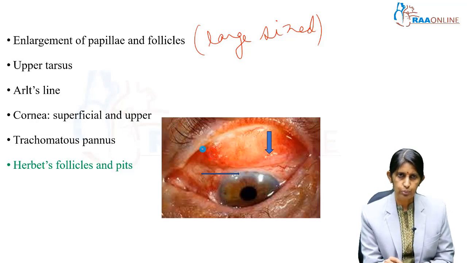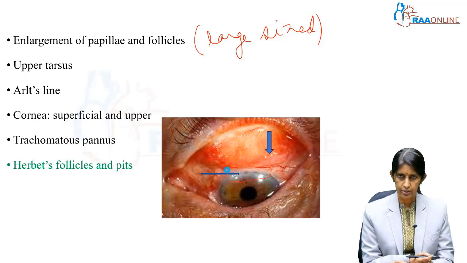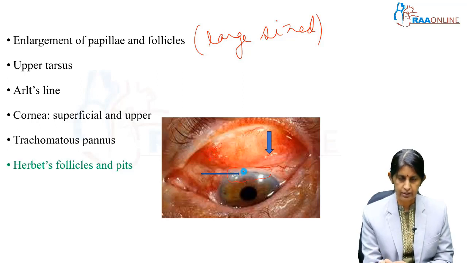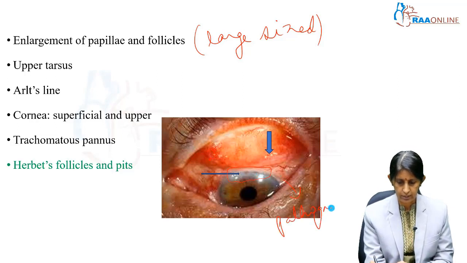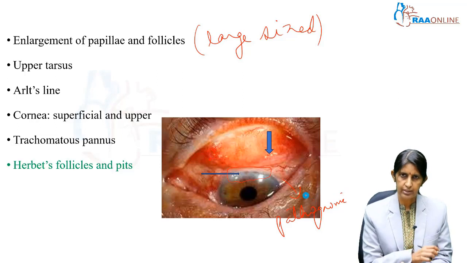In the cornea, there can be superficial or an upper involvement. So what you're seeing in this picture is the superficial and upper area of the cornea which is affected. These Herbert's follicles are areas of the follicles itself that are present in areas in the superior and upper part of the conjunctiva. And after some time, when these follicles resolve, they can cause these depressions which are called Herbert's pits. Herbert's pits are a pathognomonic feature of trachoma. So all the features that you're seeing in the slide are very, very pathognomonic of trachoma.